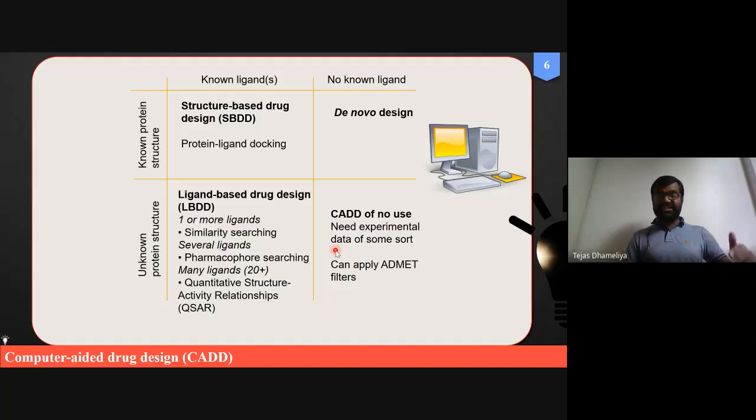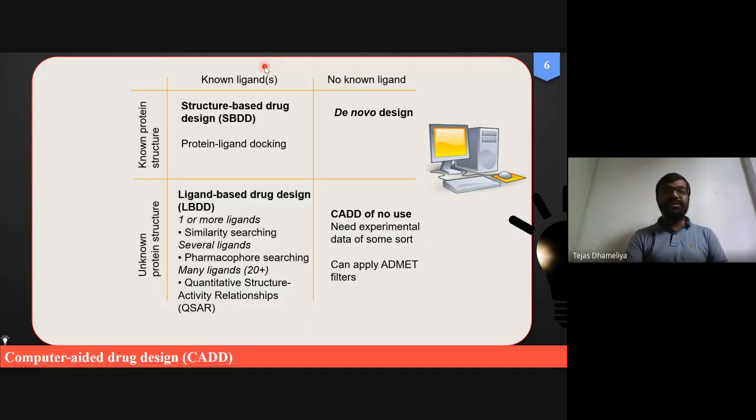There shall be some different way than this. Okay, so computer aided drug design is one of these approaches where, if we know the structure of the ligand... look at this table. This table itself indicates where and under which conditions which computational techniques can be useful.